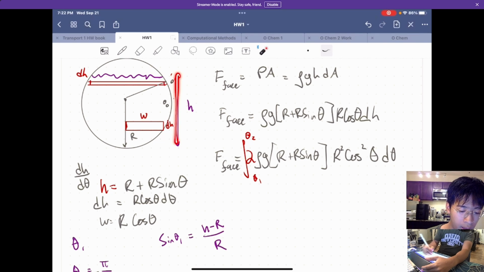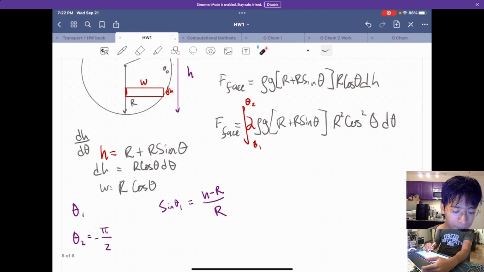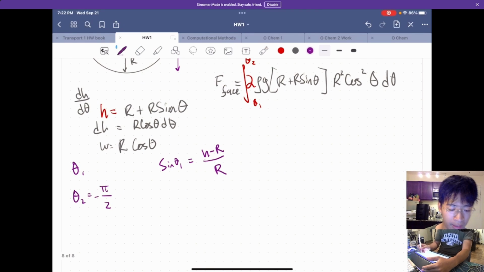See? h and r. If you subtract r from h, you're left with this little leg right there. So what does that tell us? That tells us that theta 1 is equal to the inverse sine of h minus r over r. So those are our bounds of integration.